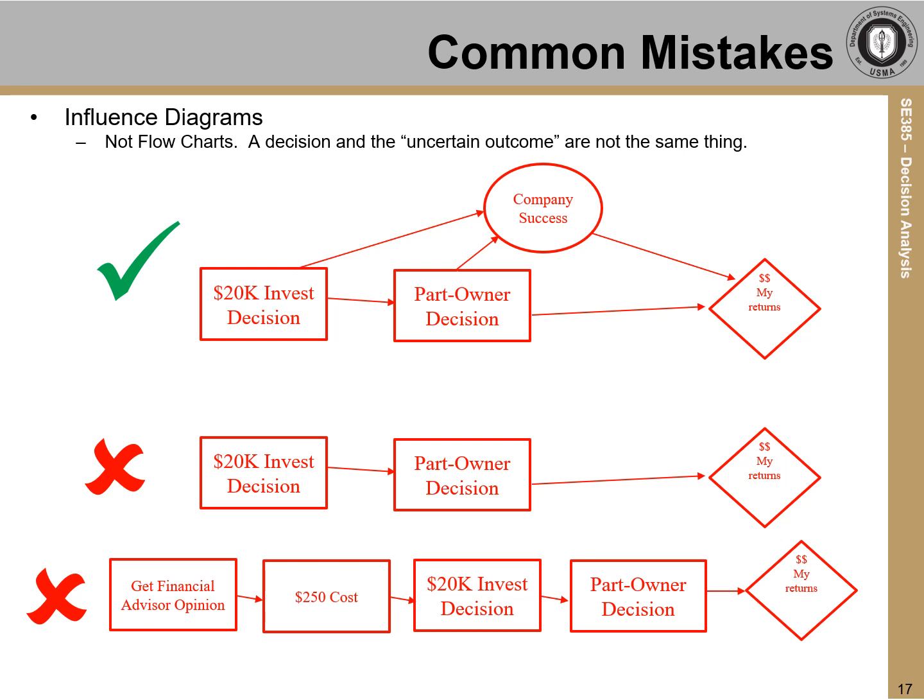So right here you can see 3 different examples of influence diagrams, and this is based off of the quiz results. So you have a 20K investment, part owner decision, and they both impact your company's success, which then impacts your returns. They're not just a flow chart. You have to account for that uncertainty in there. There will almost always be some sort of uncertainty node. So make sure to think about that and include those in there.